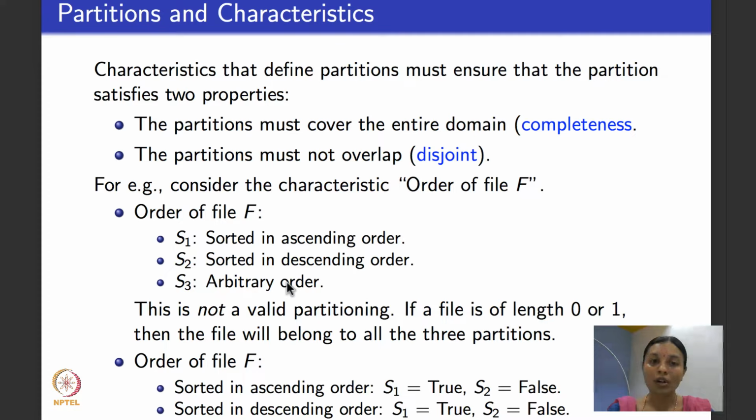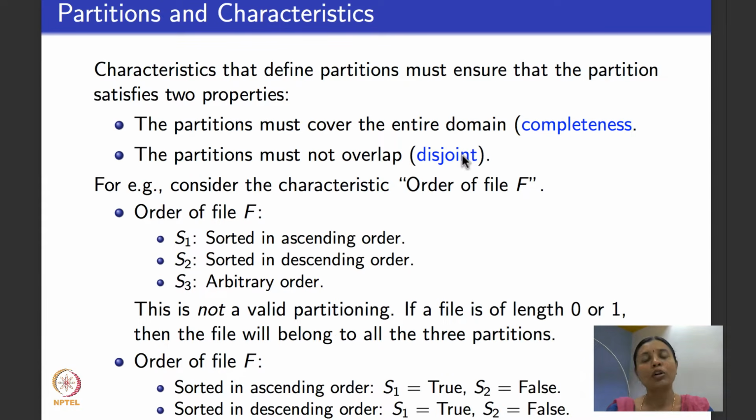Why is it not disjoint? It's not disjoint because suppose I consider small files, that is files that have length 0 or length 1. Then the file will be sorted ascending, the file will be sorted descending, and the file can be thought of as not being sorted at all. So such files of length 0 or length 1 will belong to all three partitions, which means the disjointness property is not satisfied.